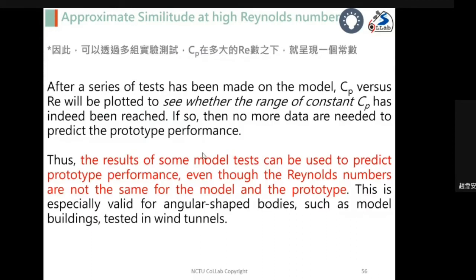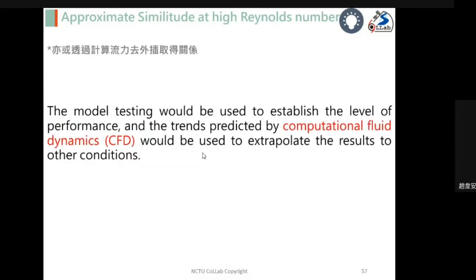The results of some model tests can be used to predict the prototype performance, even though the Reynolds numbers are not the same for the model and the prototype. This is especially valid for angular shaped bodies, such as model buildings tested in wind tunnels.